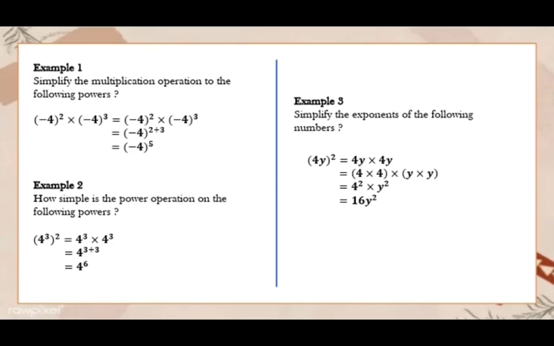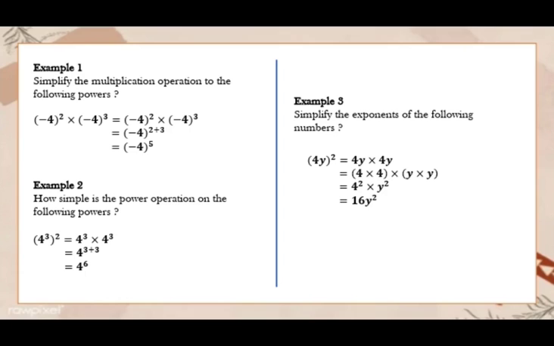Example 1. Simplify the following multiplication of powers: minus 4, in brackets, squared multiplied by minus 4, in brackets, cubed. The first step, equate the base: minus 4, in brackets, squared multiplied by minus 4, in brackets, cubed. Second step, add the powers of the base minus 4: minus 4, in brackets, to the power of 2 plus 3. The last step, keep it simple: minus 4, in brackets, to the power of 5.